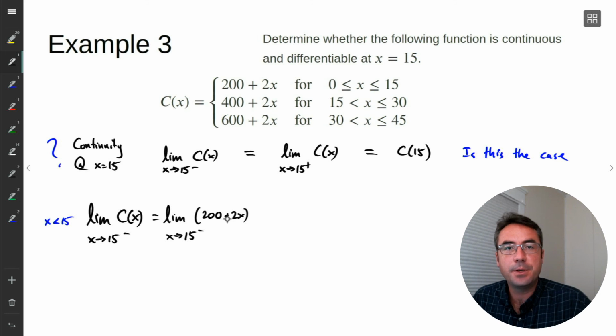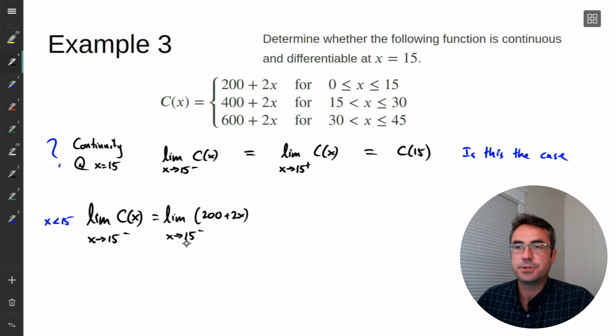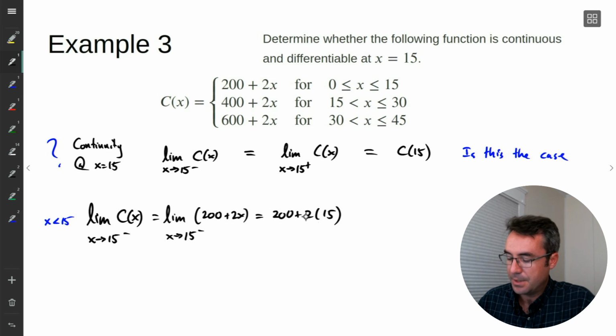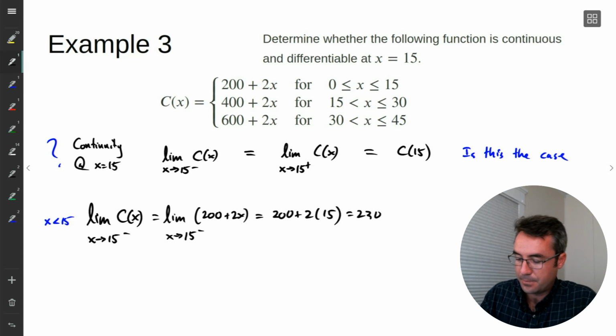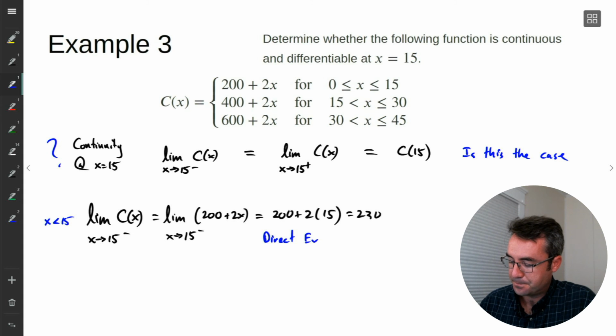This is just a polynomial, so we can do direct evaluation. Just plug 15 into this to calculate the limit. We get 200 plus 2 times 15. 2 times 15 is 30. We end up with 230. Again, direct evaluation here, because 200 plus 2x is a polynomial.